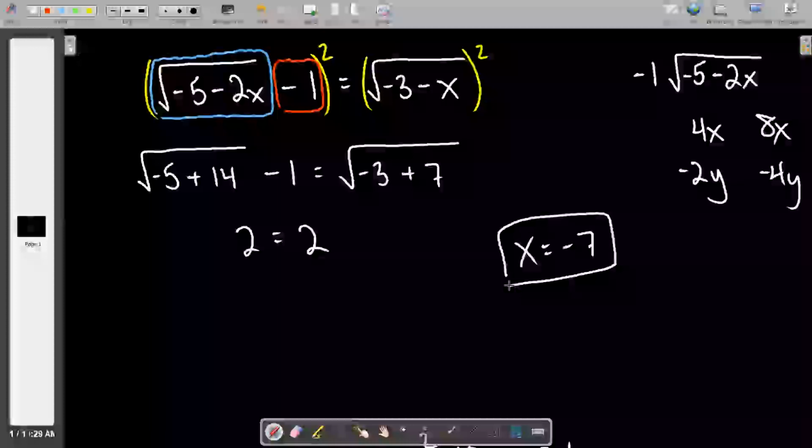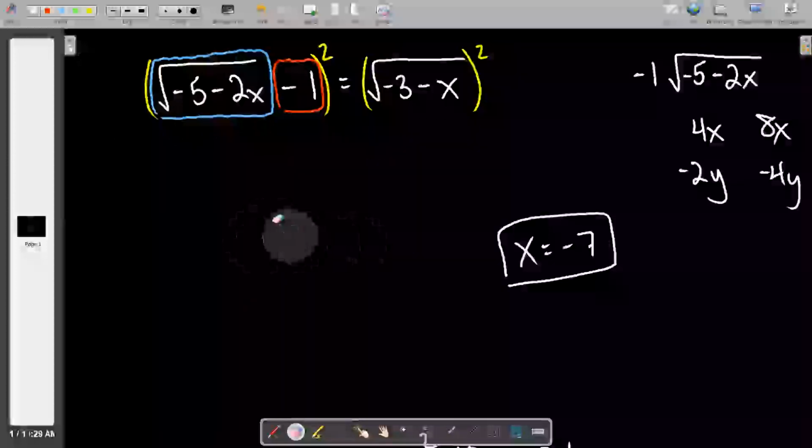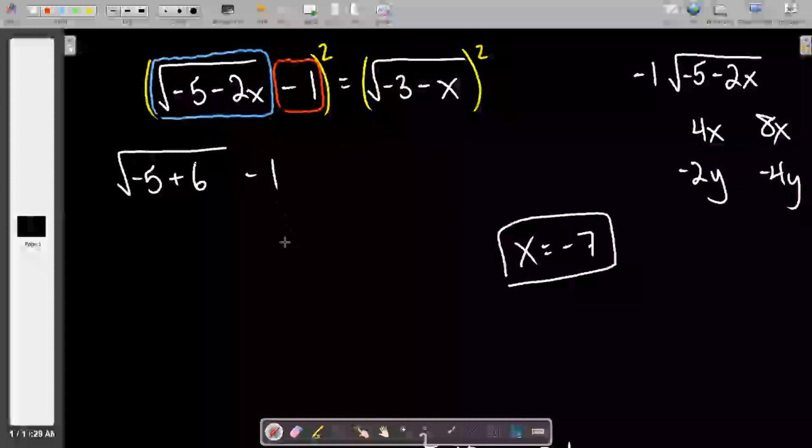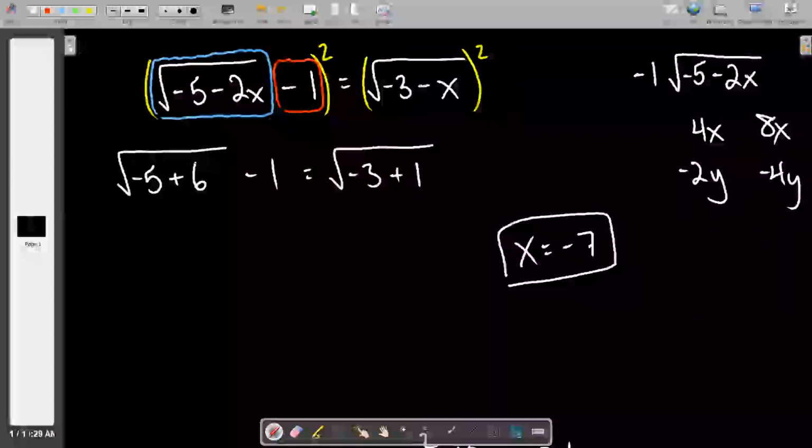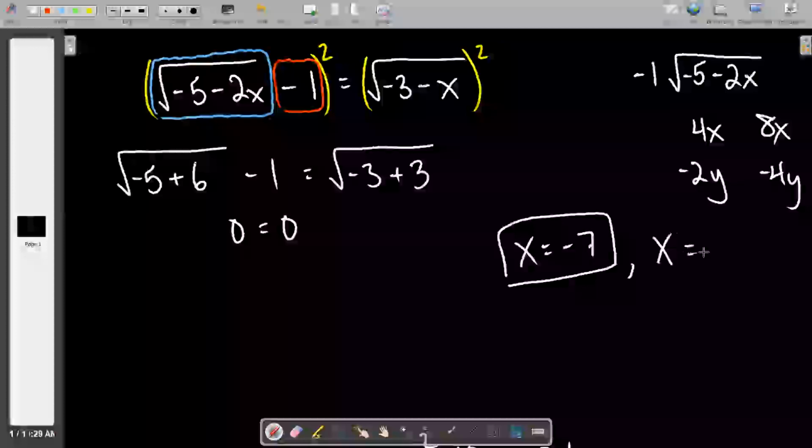You work. Now we're going to test, I believe the other one was -3, correct? So we're going to do the same process again. The left side's going to say the square root of -5 plus 6 minus 1 equals, and then on the right side, we're going to have the square root of -3 plus 3. So what's -5 plus 6? Square root of 1, 1 minus 1. -3 plus 3, square root of 0. 0 equals 0. Therefore, we have 2 solutions. They both work this time.